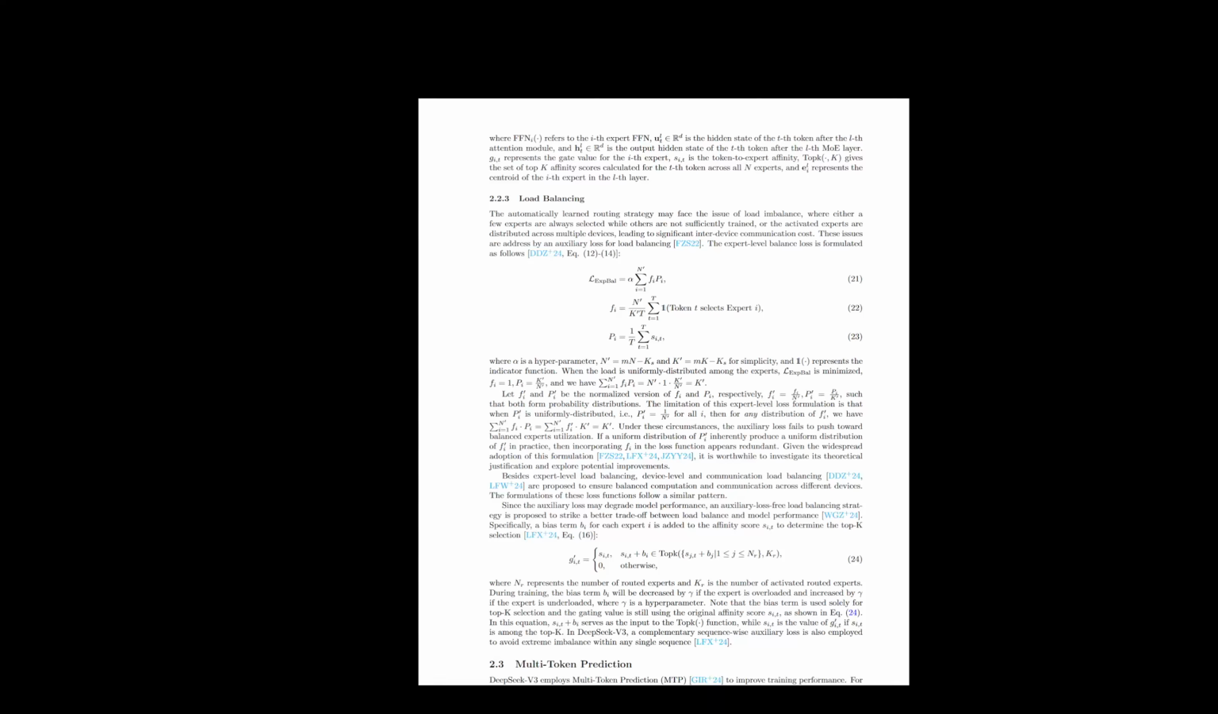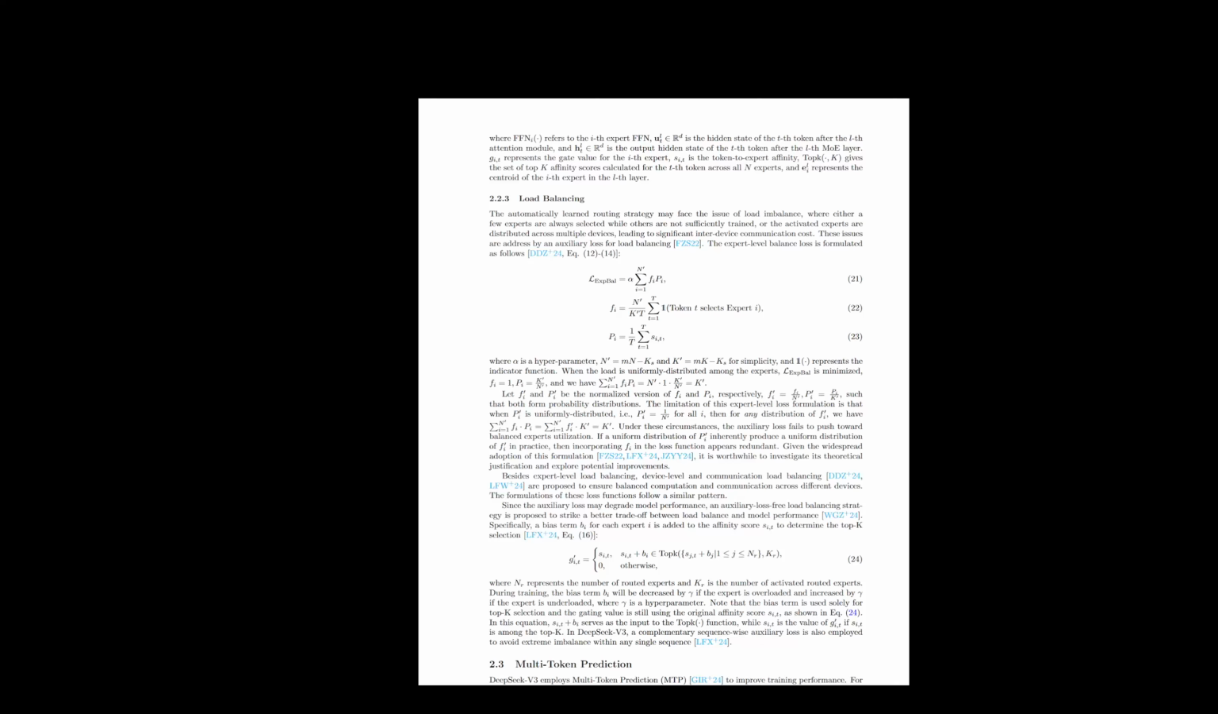Here FFN_i refers to the i-th expert FFN, u_t^l is the hidden state of the t-th token after the l-th attention module, and h_t^l is the output hidden state of the t-th token after the l-th MoE layer. g_i,t represents the gate value for the i-th expert, s_i,t is the token-to-expert affinity, and Top-K gives the set of top K affinity scores calculated for the t-th token across all N experts. e_i^l represents the centroid of the i-th expert in the l-th layer.